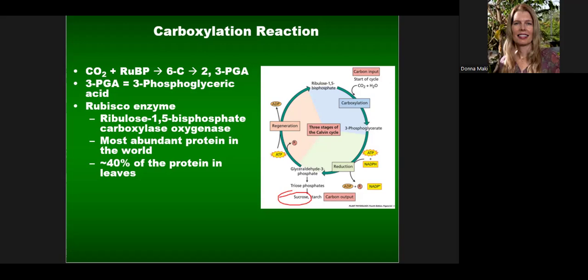So carboxylation, reduction, regeneration. We'll keep that cycle going and going.